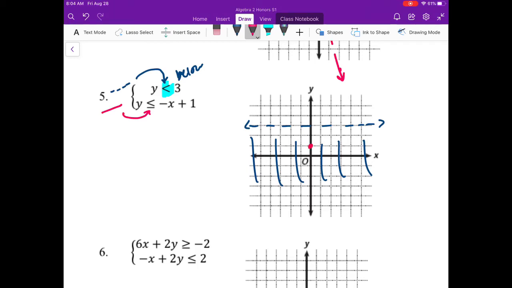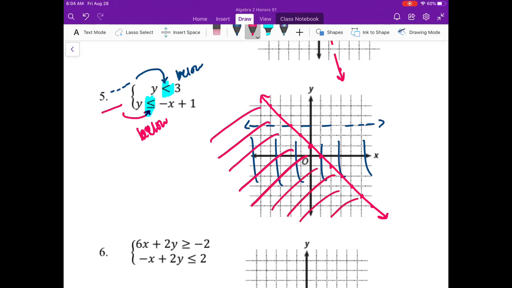My second line, I'm going to start at 1, and I have a slope of -1. So I can go up and to the left. I can also go down and to the right. And that's going to be a solid line. And check your symbol. If it's less than, then you're shading below. So below is going to be right here. And again, you're looking for where it overlaps. So right here is where I see my blue and my pink overlap. And I want to erase everything else.